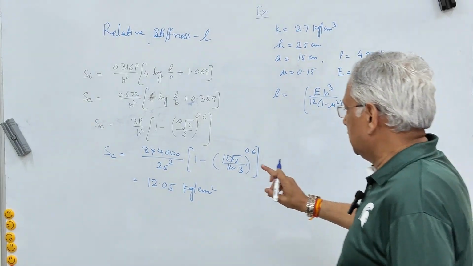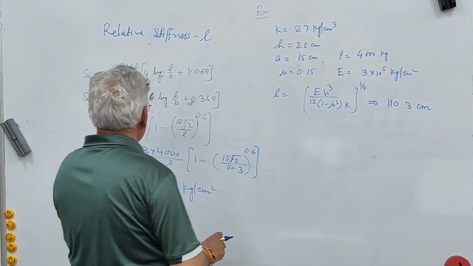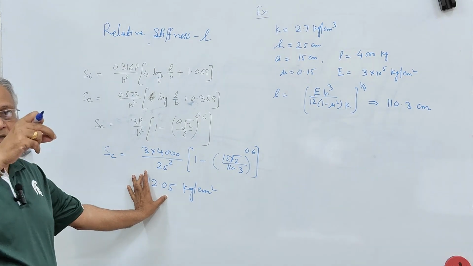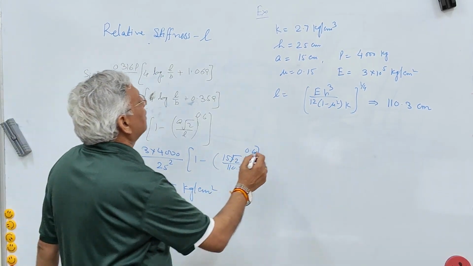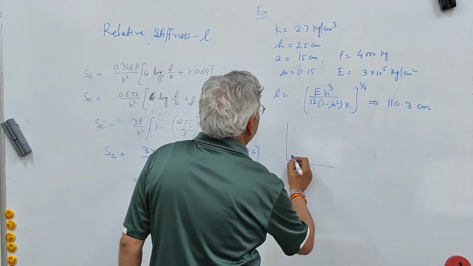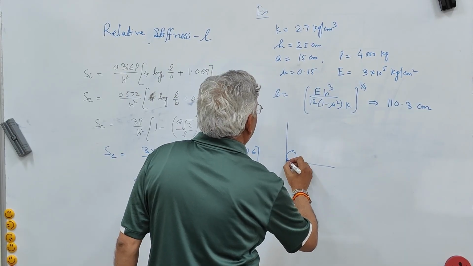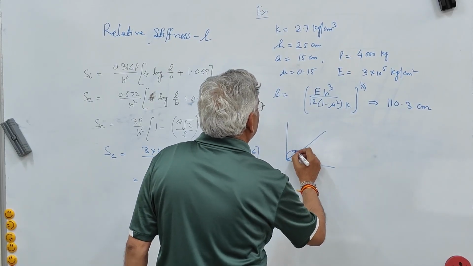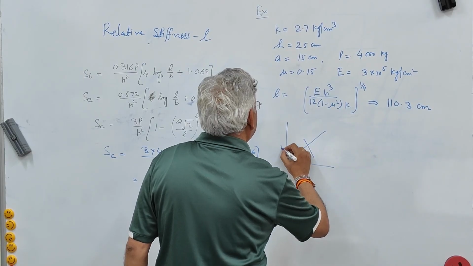Now, as I told you, the maximum stress does not occur at the center of the load, but it occurs at some distance. This is the corner, and if you draw a diagonal here, it will occur at this point. Now, this is D.